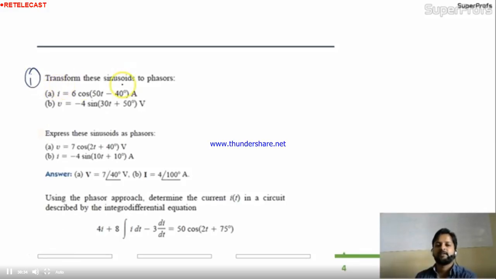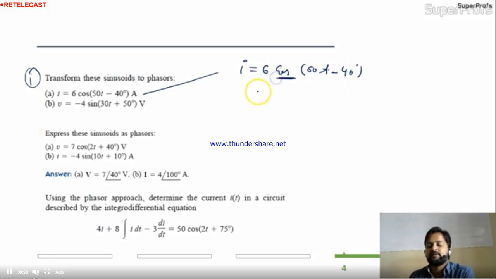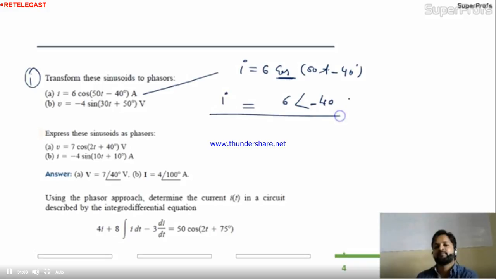First question here: transform this sinusoid to phasor. I'm taking for you 6 cos(50t minus 40 degrees). First check, it's given as a cosine function. Okay, perfectly fine. So for the cosine function, directly I can write the magnitude, 6, and the angle is minus 40. This is nothing but my phasor form. Very simple.